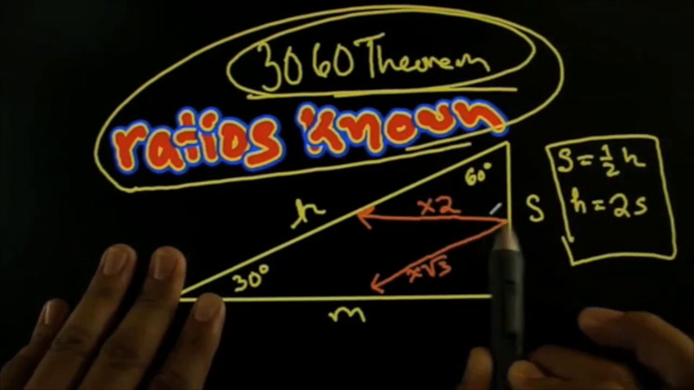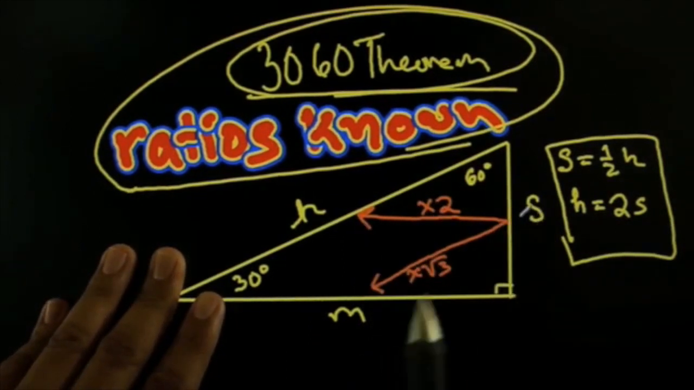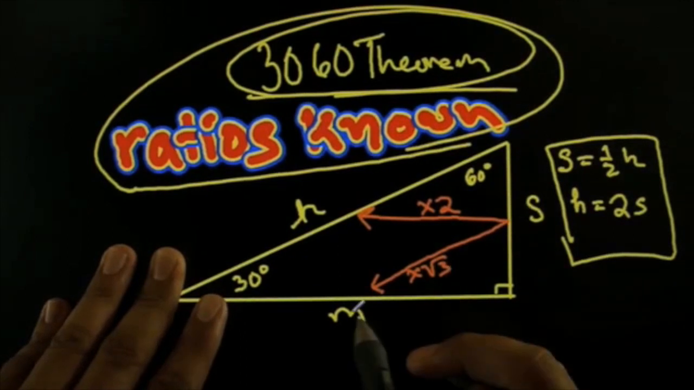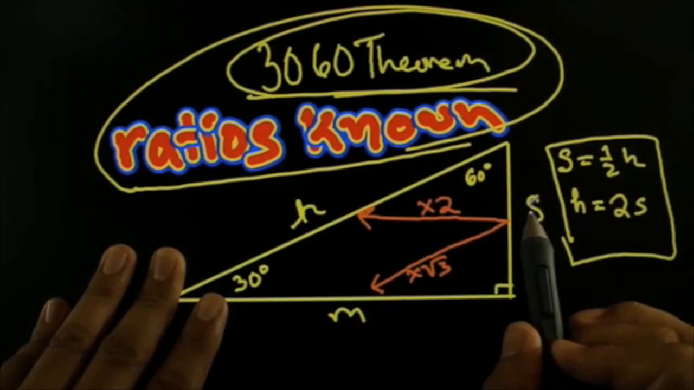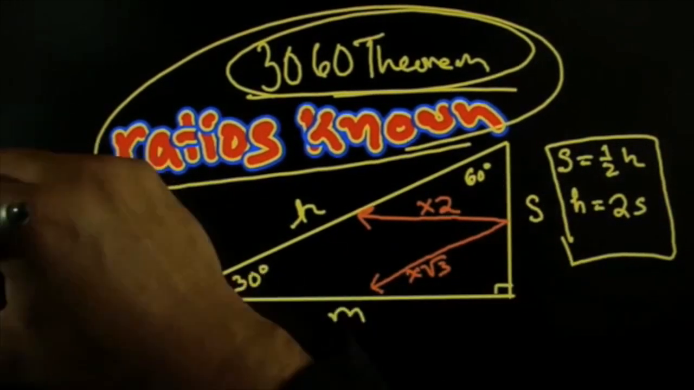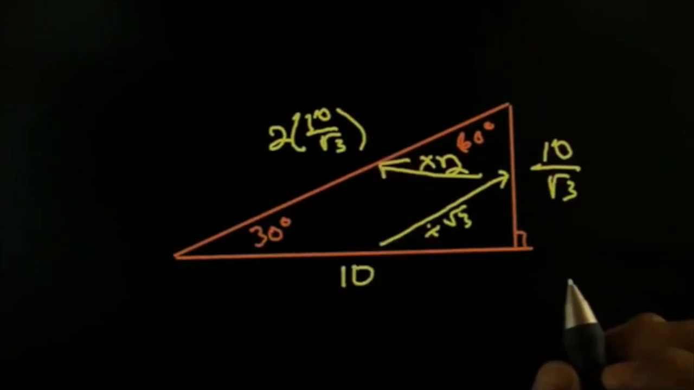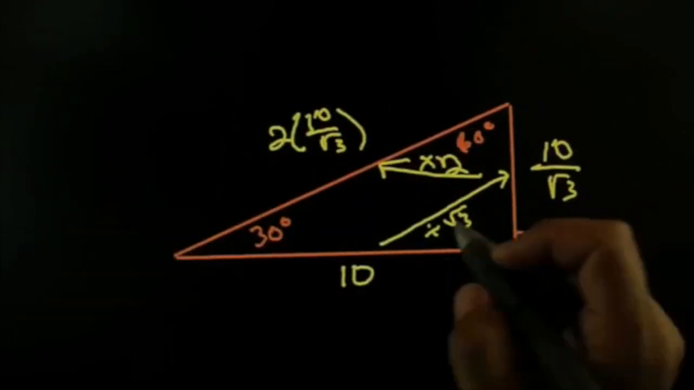The ratios are as follows. The hypotenuse is twice the small one. The medium one is square root of 3 times the small one. I told you, we know the ratios. And of course, we practice this many times. Again, the promise is if you know one of the sides, the ratios will give you the other two.